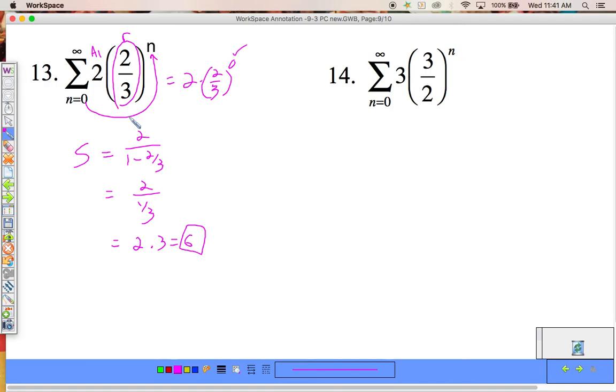All right, try 14. Pause it if you need to. I'll give a couple seconds before I start. But go ahead and pause and take it as far as you can. When you get an answer, see if your answer looks good.